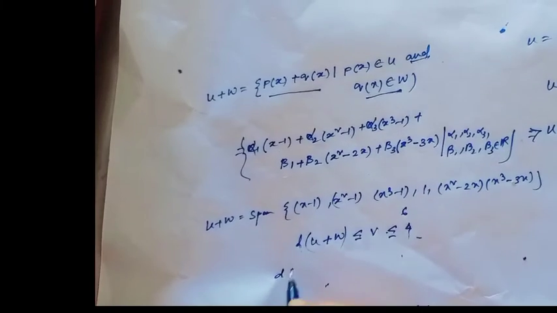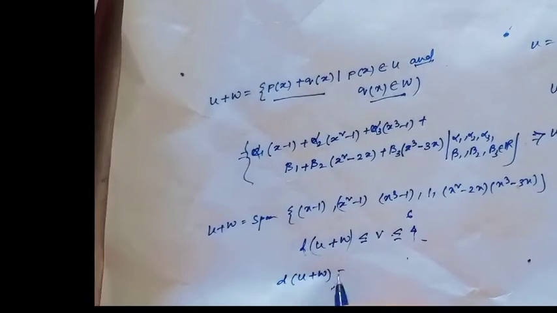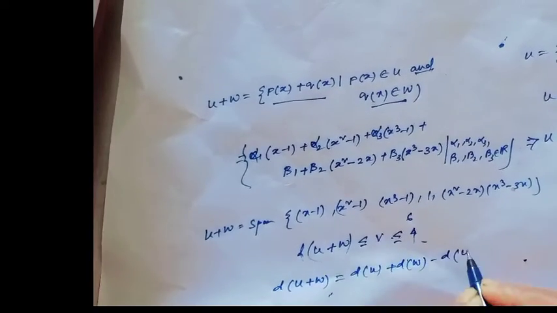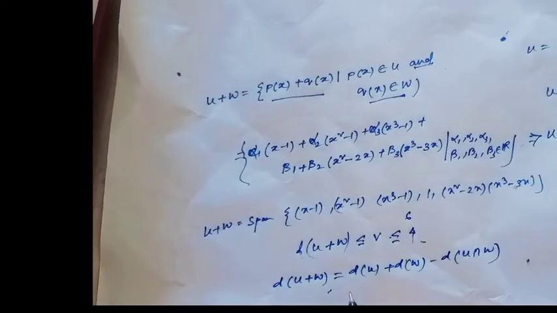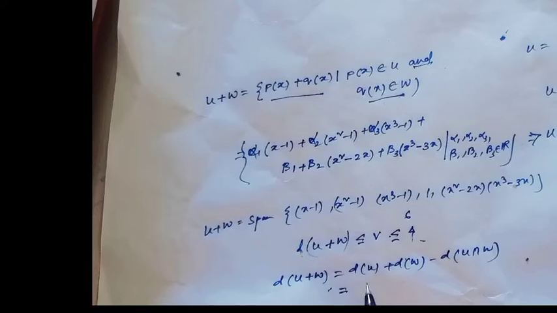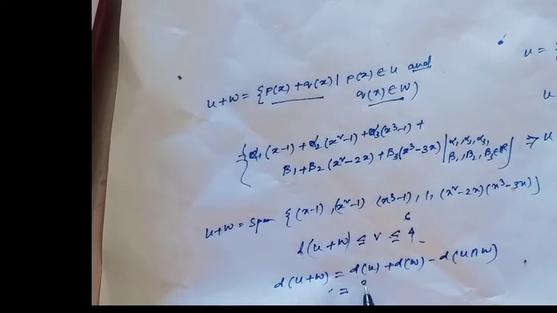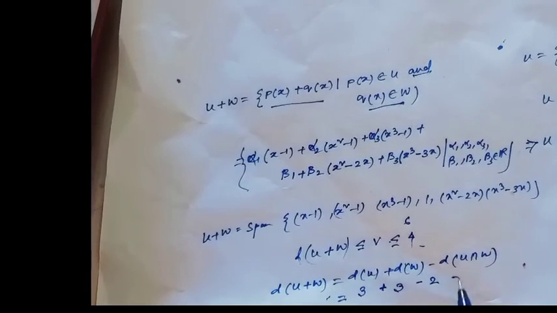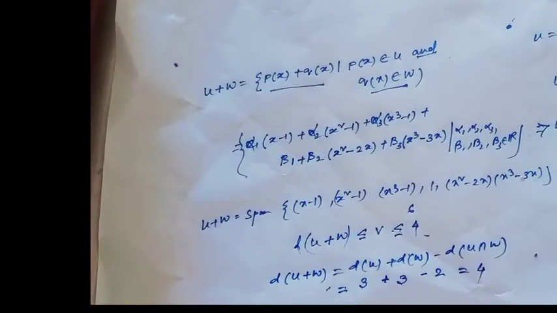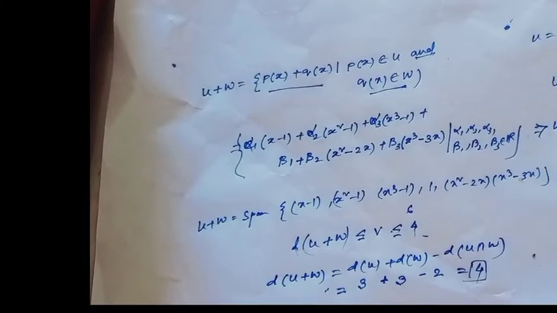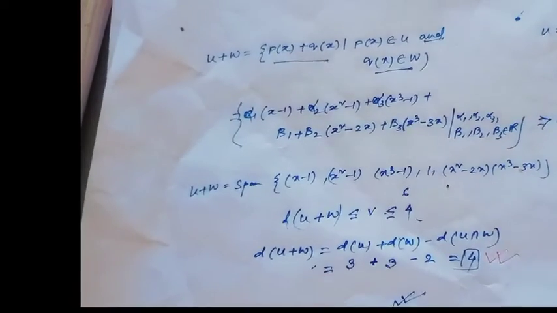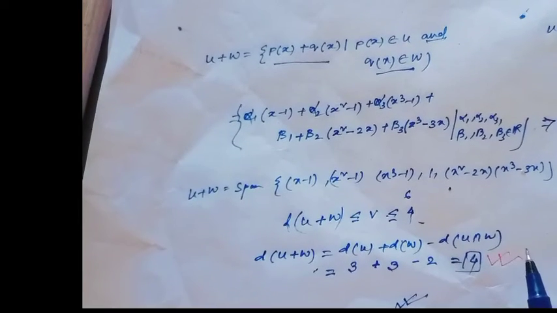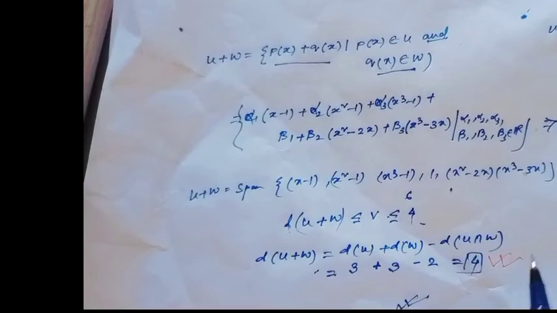We all of us know dimension of U plus W is equal to dimension of U plus dimension of W minus dimension of U intersection W. Okay, and I have got dimension of U is 3, here also 3, and here minus 2. That means dimension of U plus W would be 4. Have you understood? Okay, from this theorem we can tell dimension of U plus W would be 4. That means U plus W will contain 4 vectors.